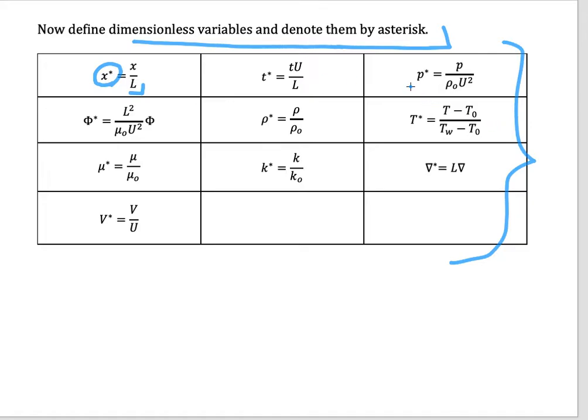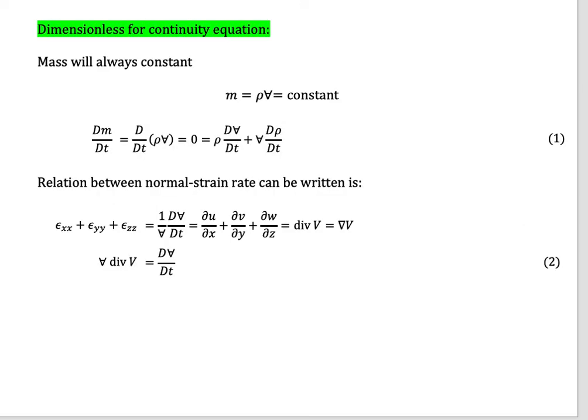So this is the pressure, and then this is the density, dynamic viscosity, velocity, and so on. Normally in the exam, I will give you this table to do the dimensionless calculation. Okay, let's say we do the dimensionless form for the continuity equation.